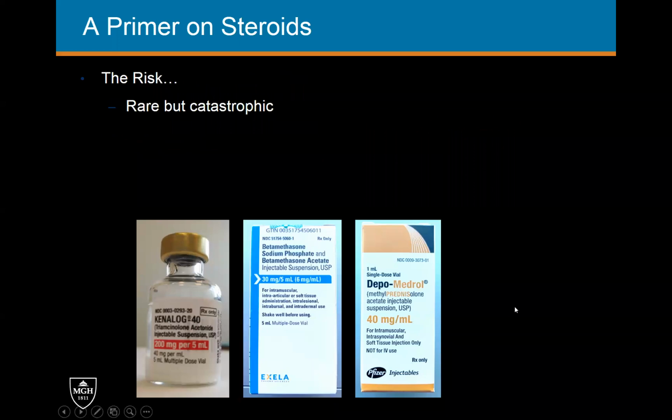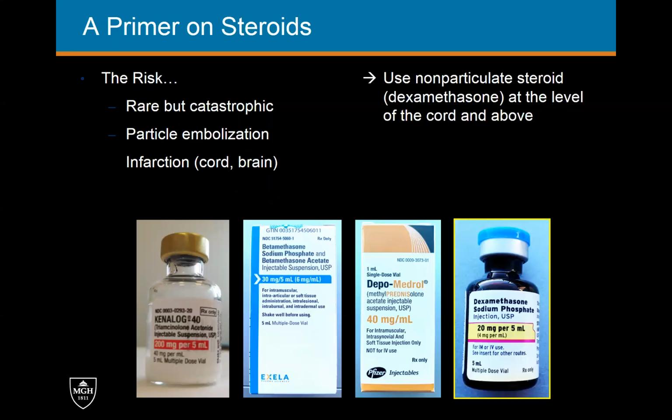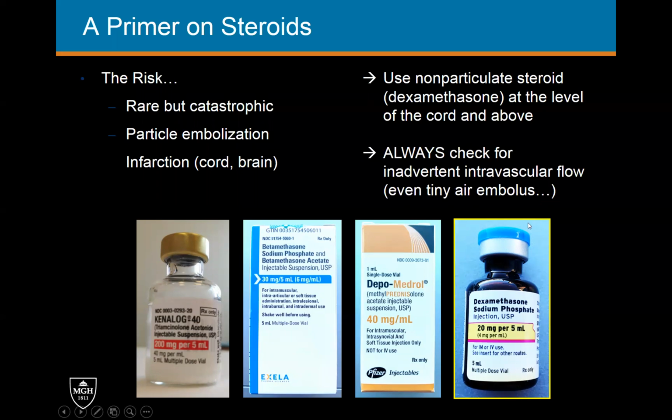All right, so the risk of using particulate steroids is rare but catastrophic. You can imagine that if you have particles, they can embolize, and if they embolize, you can cause infarctions of the cord or brain, depending on where you are. These have been reported in the literature, so it's no joke. And so our policy is that at the level of the cord and above, we always use a non-particulate steroid.